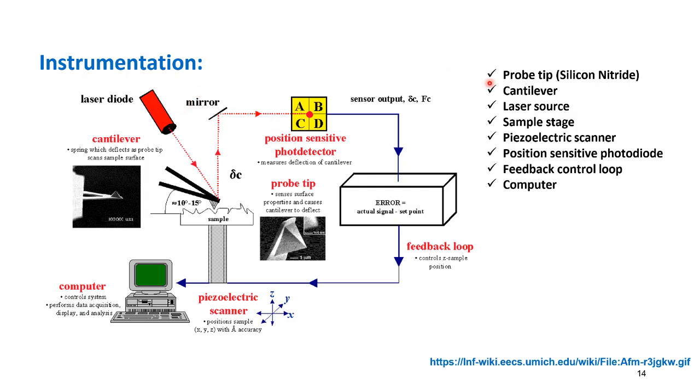So what are the different components? We have a probe tip, which is a very hard tip, and the material is generally silicon nitride, though other things can also be used. Then we have a cantilever and a laser source or diode, and then the sample stage. The sample can be moved, and there is a piezoelectric scanner, which is attached to the stage. Then we have a position sensitive photodiode, the feedback control loop, and a computer which displays the results.